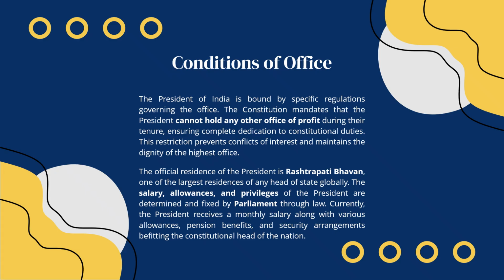Conditions of office of the president. The first and most important condition is that the president cannot hold any other office of profit. This means that he cannot take up any government job or position while being the president. This is to prevent conflict of interest and to ensure complete dedication from the president towards the country and the constitutional duties. And this also ensures that the dignity and independence of the highest office in India is maintained.